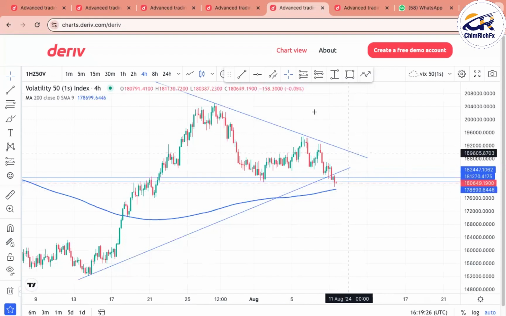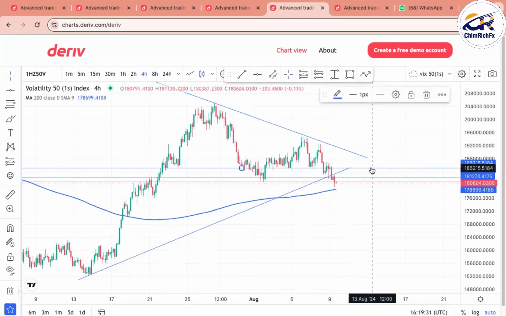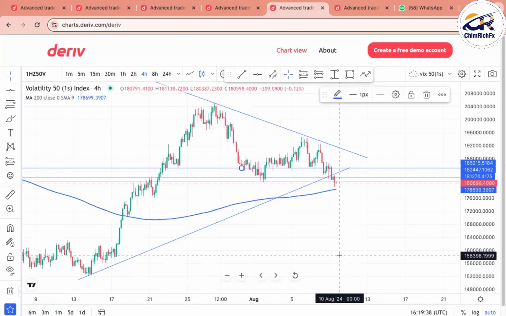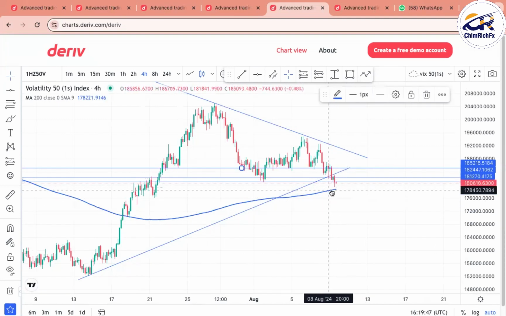Then my stop loss will be somewhere above here. Then my first take profits will be here because I believe the market is going to have a free fall. But this moving average here is going to push the price back. There will be a rejection from this point. That is 100% assured. There will be a rejection from this side.